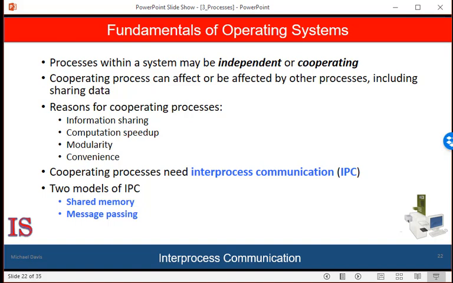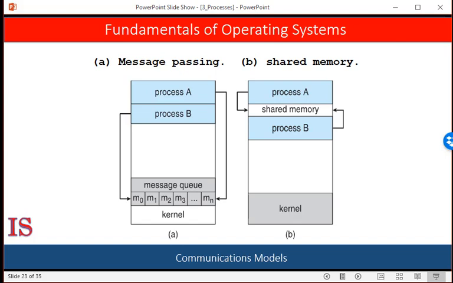Cooperating processes require an inter-process communication mechanism that will allow them to exchange data. There are two functional models of inter-process communication. One is shared memory, and the other is message passing. In the shared memory model, a region of memory that is shared by the cooperating processes is established. Processes can then exchange information by reading and writing data to the shared region. In the message passing model, communication takes place by means of messages exchanged between the cooperating processes. The two communication models are contrasted in this image.